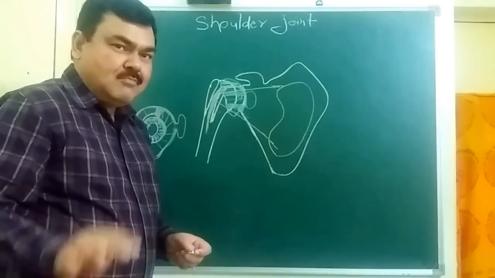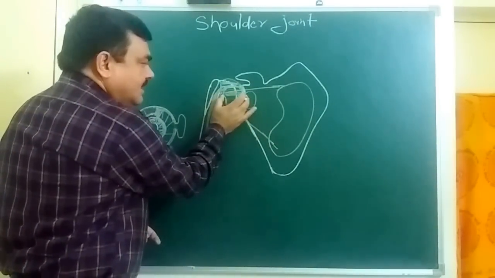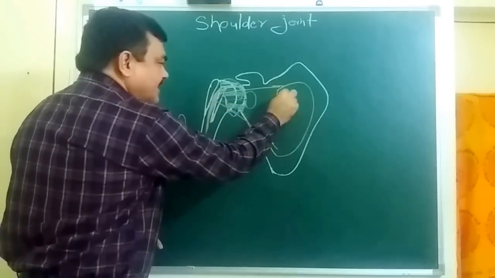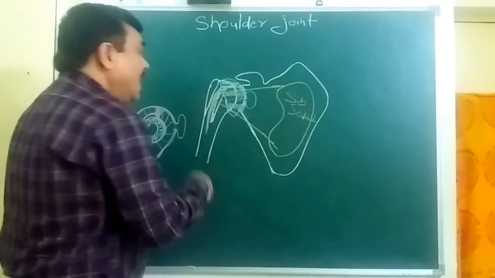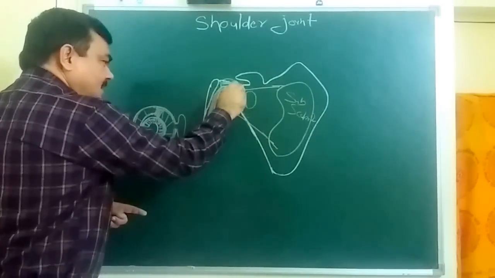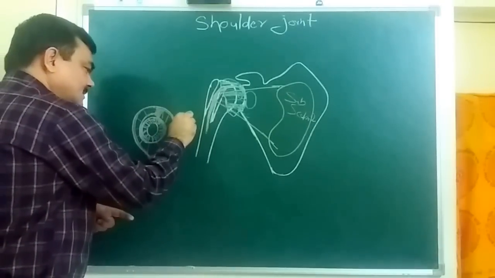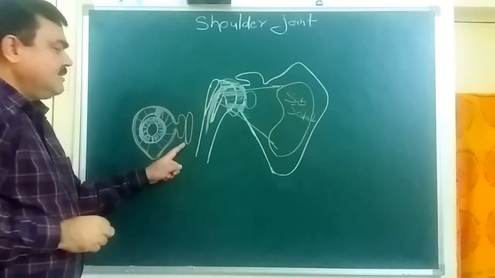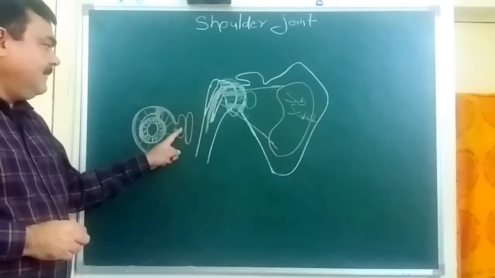tendons of 4 muscles. Anteriorly, this muscle crosses this joint, so the flattened tendon of this muscle, this is the subscapularis muscle. And posteriorly, this muscle lies anterior to this. This is the subscapularis muscle. Deep to the subscapularis muscle, there is the subscapular bursa.